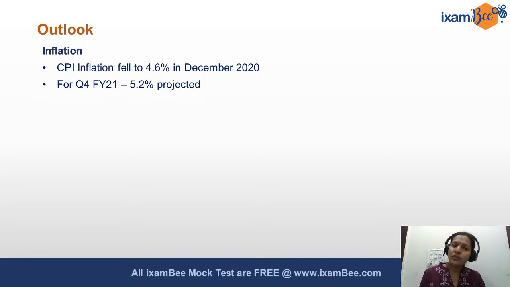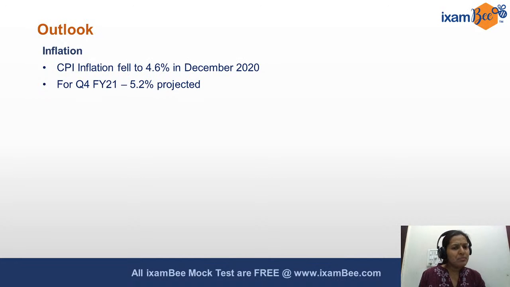So for the 4th quarter, the last quarter, we are halfway through. January has ended, we are sitting in Feb, and March is when we end the 4th quarter. So for the 4th quarter, which is currently going on, the estimate for inflation has been given at 5.2%.